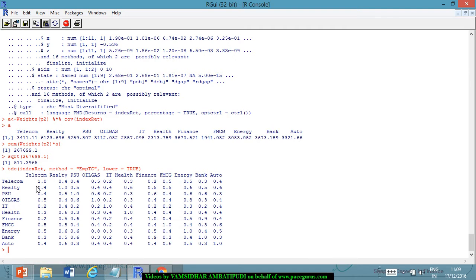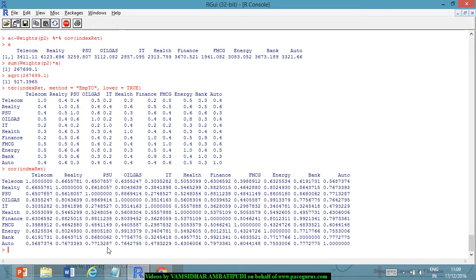I could see that between realty and telecom, the correlation is 0.4. Whereas if I look at the regular correlation between the index returns, these are the numbers. It shows the correlation between realty and telecom is around 0.66, and realty and PSU is 0.86. Whereas with the empirical tail copula approach, the correlation between realty and PSU is hardly 0.5.